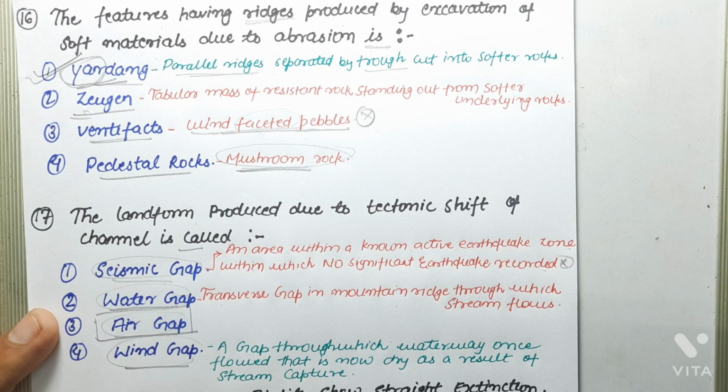Wind gap is a gap through which a waterway once flowed that is now dry as a result of stream capture or stream piracy. And stream piracy is because of tectonic upliftment. So basically these wind gaps are landforms produced by tectonic upliftment or tectonic shift of channel.